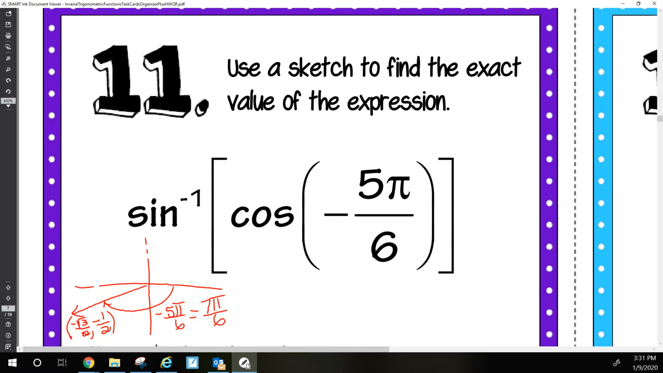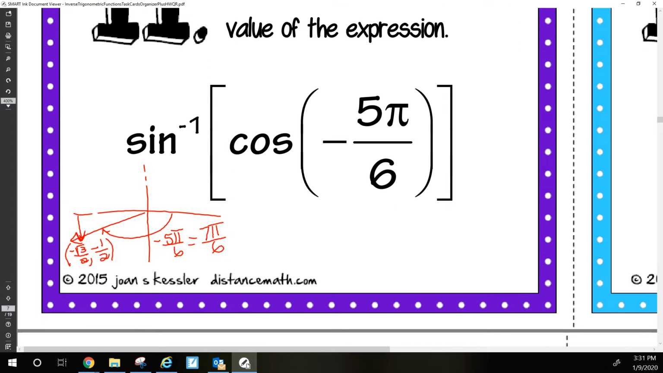Now we want to know what is the sine inverse of this angle. So cosine of negative 5 pi over 6 is this x value here, which is negative square root 3 over 2. And then I want to know what sine would give me a y value, because it's sine. What sine gives me a y value? This is what we're looking for now. We know cosine of negative 5 pi over 6 is that x value.